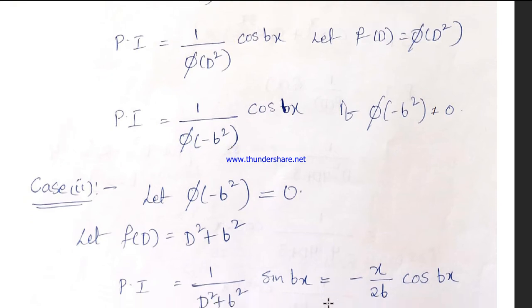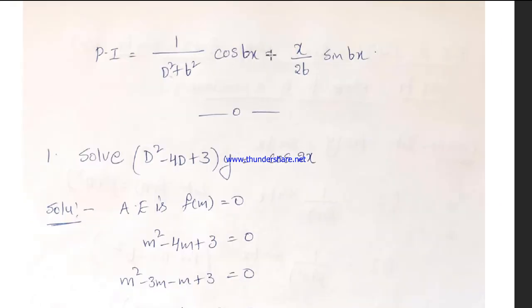Next one is, if Q of x is equal to cos bx, the particular integral is equal to 1 by f of D in the form of D square plus b square into cos bx. Directly you can write the formula: x by 2b into sin bx. Simply you can remember it. x by 2b is common for both. Depending on the integration you can write the term. Cos bx integration is sin bx and sin bx integration is minus cos bx. Simply you can remember the formulas like this.